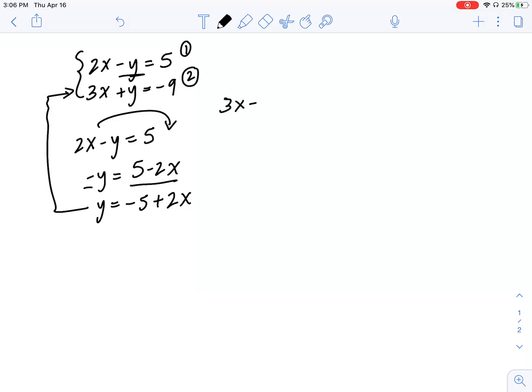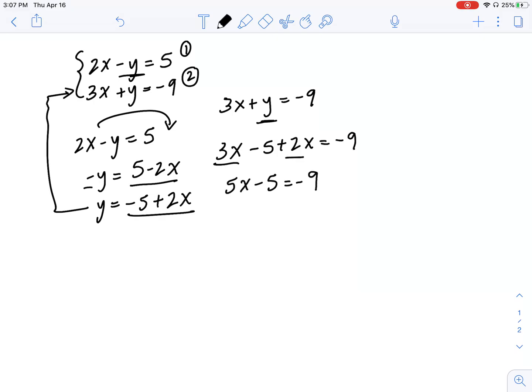So 3x plus y equals minus 9. Instead of y, I'm going to write minus 5 plus 2x. 3x minus 5 plus 2x equals minus 9. I can add my like terms. 3x plus 2x is 5x, minus 5 equals minus 9.